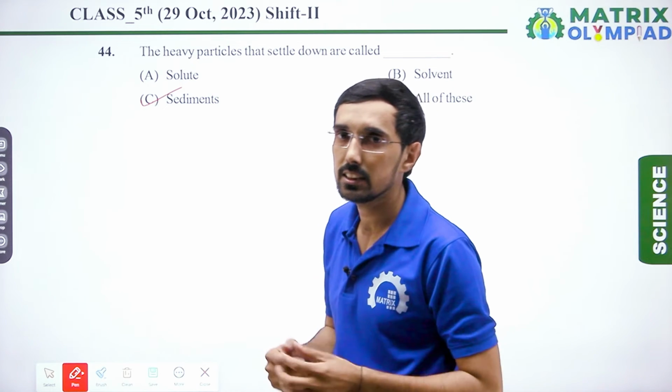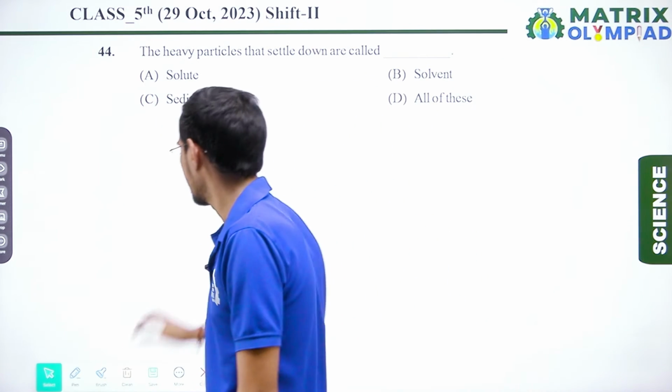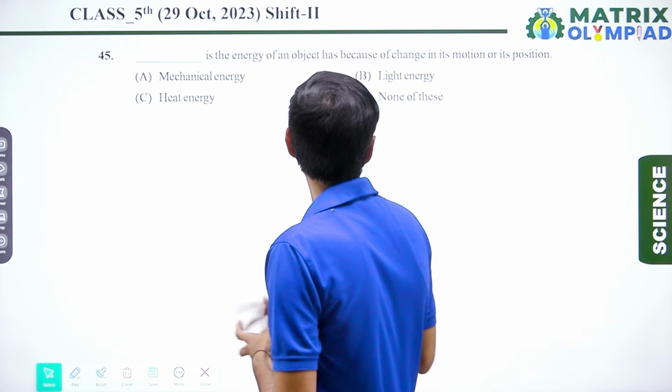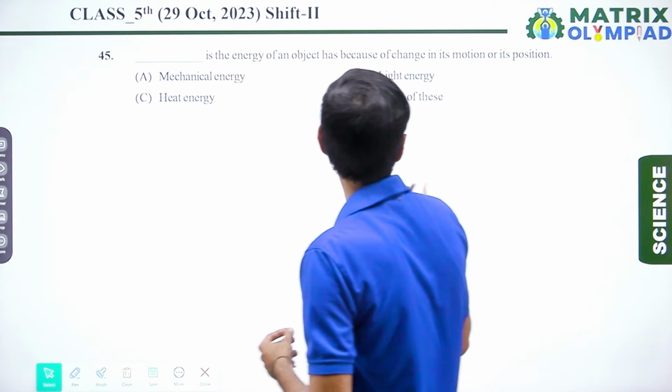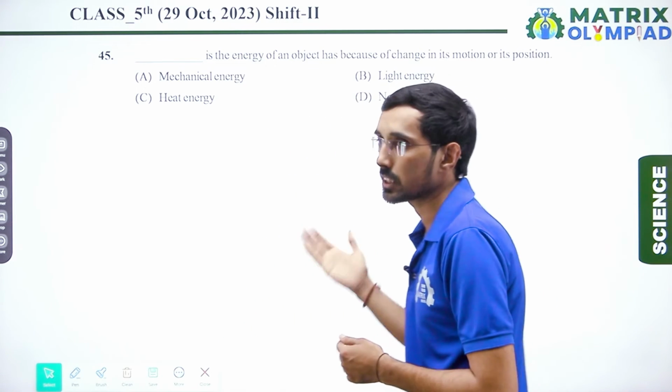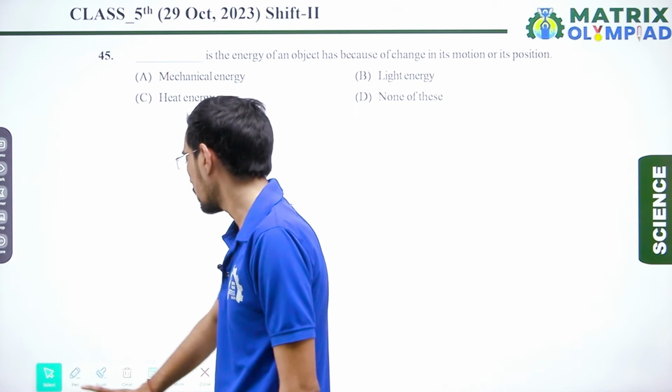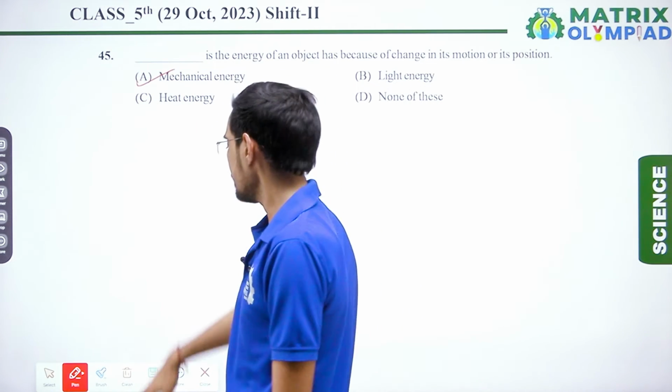Our next question is: dash is the energy an object has because of change in its motion or its position. This kind of energy is known as mechanical energy. So our correct option will be option A.